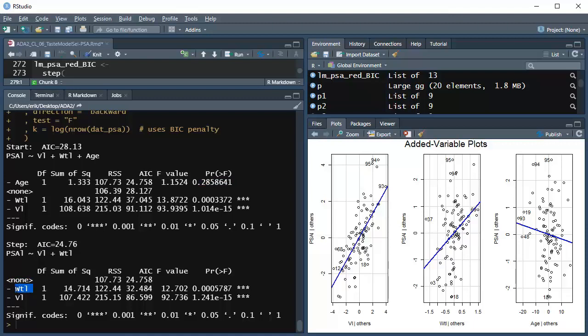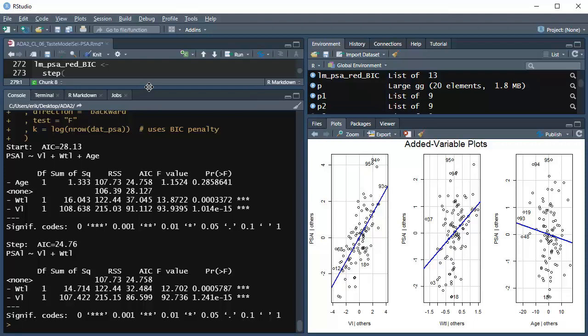If we were to remove weight, the AIC would go up about 8 points, and if we were to remove volume, it would go way up. So we definitely don't want to remove volume, and we don't want to remove weight as well. So I think we found a model that we like.